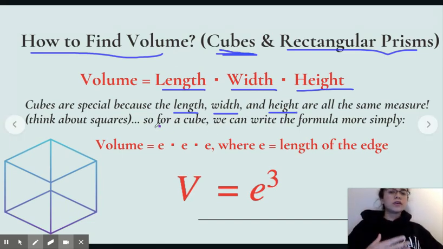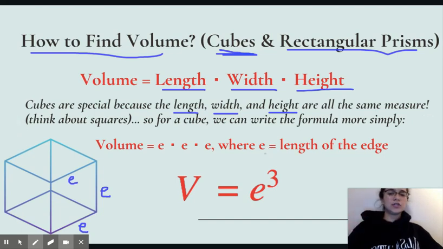So for a cube, we can write this volume formula a little bit more simply, okay? So volume, again, is length times width times height, but that's all the same for a cube. So a side of a cube, we call it an edge, okay? So I'm going to label it E for edge, okay? E for edge, another edge here, and another edge here. I could continue labeling, but I don't need to keep doing it. I know that they're all the same length, the same measurement. So E, again, is just an edge. That's what we call the side of a cube.